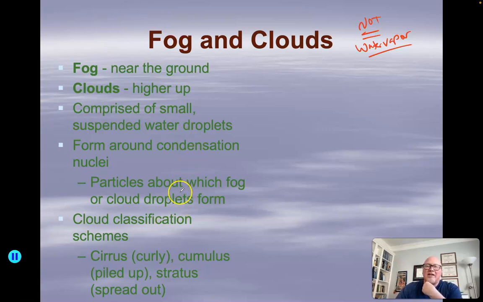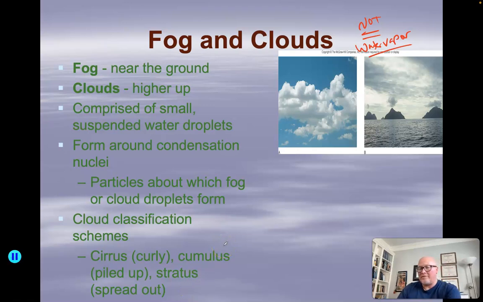We do classify clouds based on their location and their shape. We have cirrus clouds, which are really high and very curly and wispy. We have cumulus clouds, which are piled up and look like big puffs of cotton. And then we have stratus clouds, which form layers over the earth.